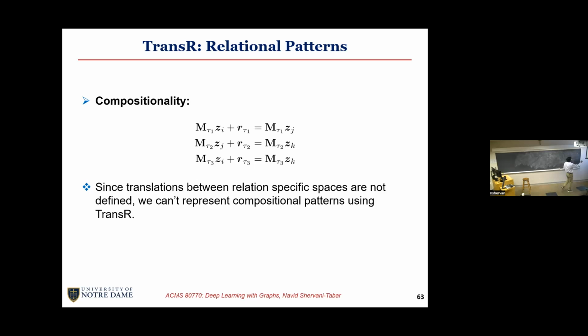But then if we're doing the same thing with compositionality, we should essentially put everything on top of each other, right? So every two pair of edges should be projecting you to the same vector space. So we can't do the same for compositionality. And if we don't do that, we will have projected our node embeddings into different vector spaces in between which we can't do the translation. So we can represent this type of logical pattern using TransR.